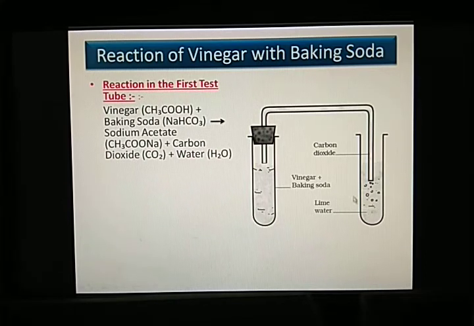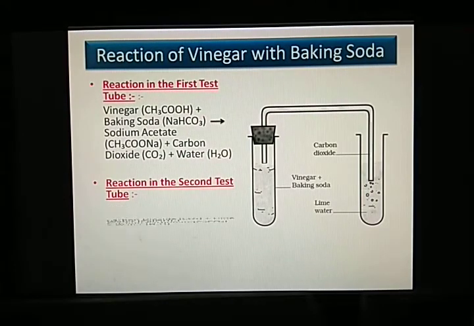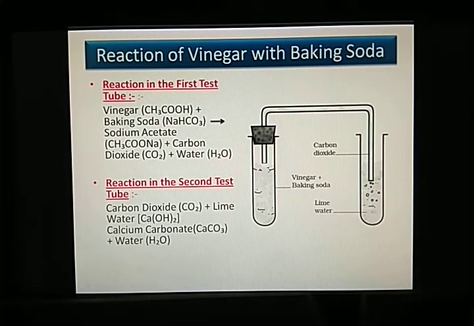So lime water will be used as an indicator here to check whether the gas that has been evolved is carbon dioxide or not. So let us see the reaction in the second test tube. The second test tube, what we have added? We have added nothing. We have just added the gas that has been evolved from here.